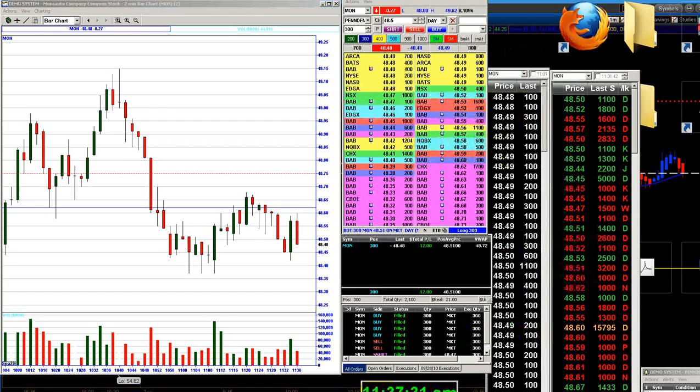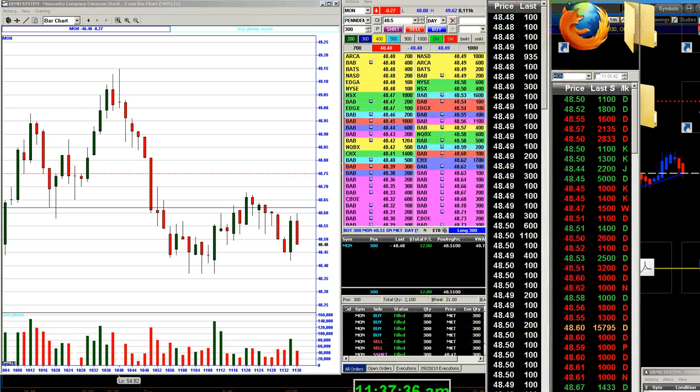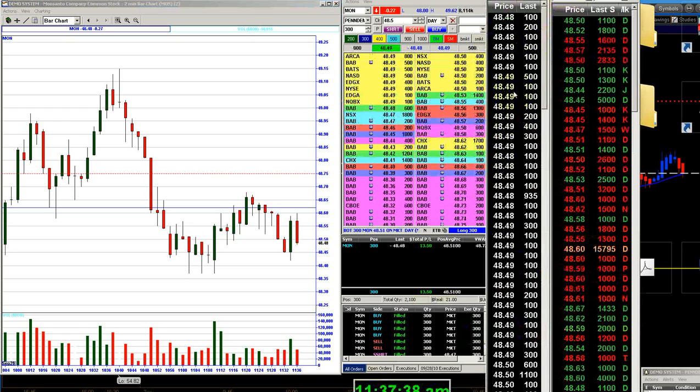Let me go ahead and put my time and sales up here a little bit. And this time and sales is all the regular prints, and this is all the big prints. I have it filtered so it just shows me all the big lots.